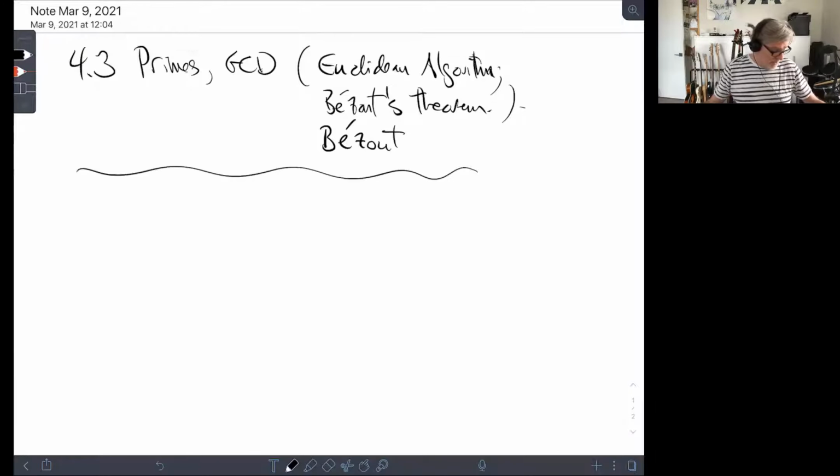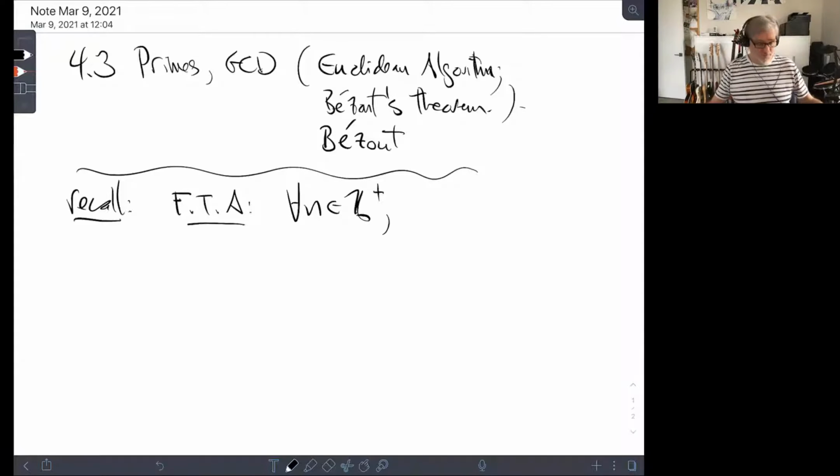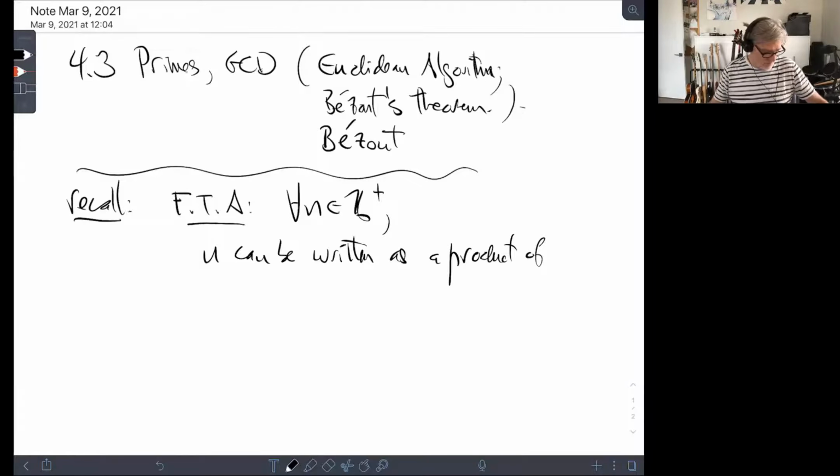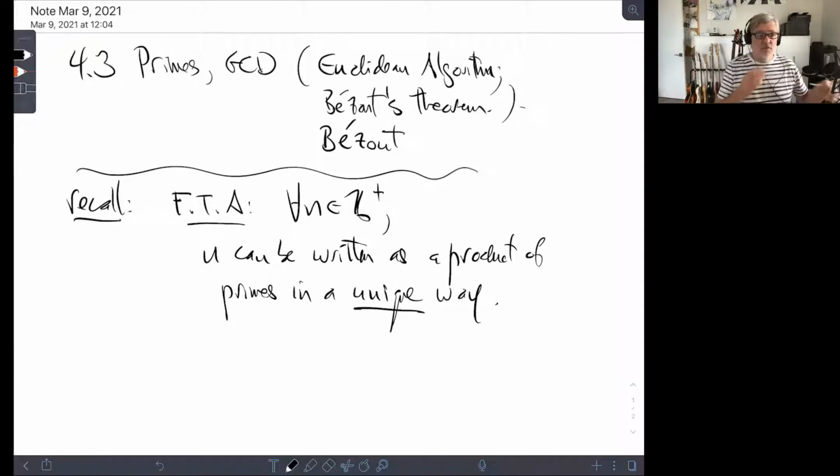What did we see yesterday? We saw, and I'm going to use that quite a bit today, the fundamental theorem of arithmetic, which says that if you take any positive integer n, it can be written as a product of primes in a unique way. And this is really important. Today I'm going to use that, so you'll see a little more what I mean by that.